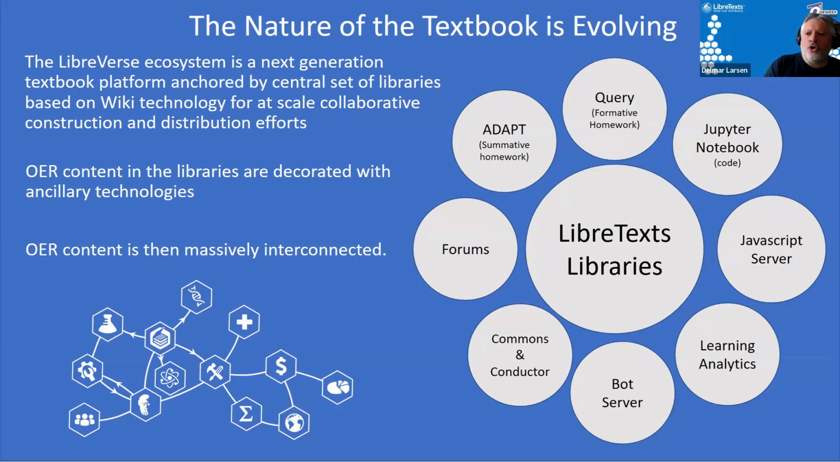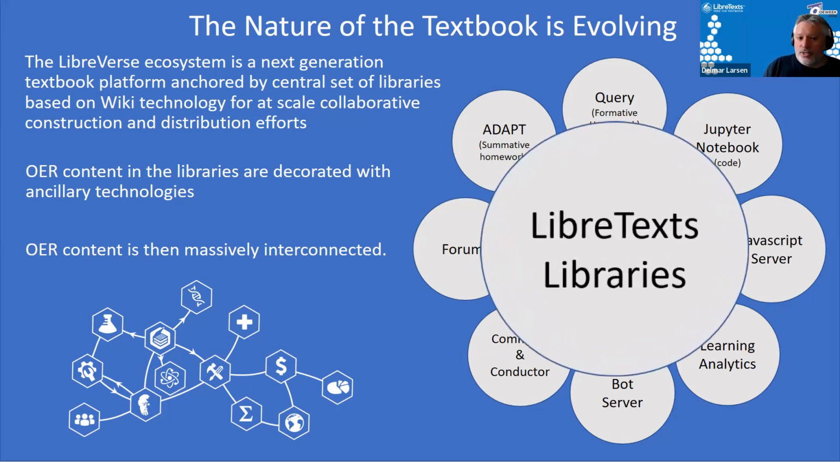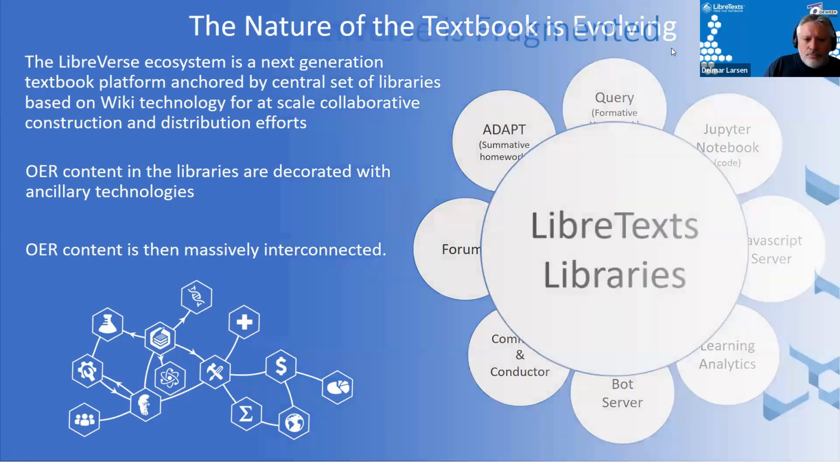Again, because our scope is very comprehensive, textbooks, homework, ancillary materials, facilitated authoring, facilitated dissemination, learning, analytics, etc., there's a lot on the plate that we're presenting here for people to access. So let's talk about the libraries to begin with. The libraries of the LibreVerse are our hub. Those are the ones that hold our textbook material. We have ancillary technologies around the libraries that we'll be discussing in turn.